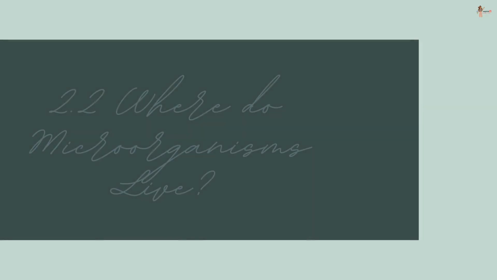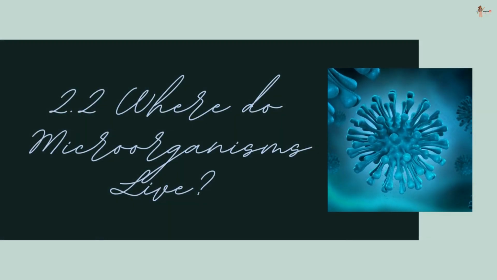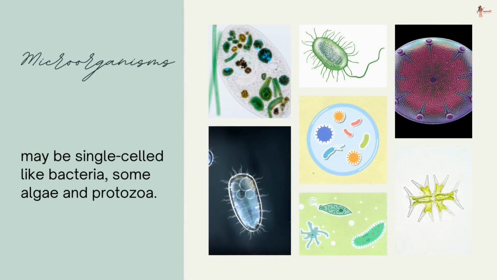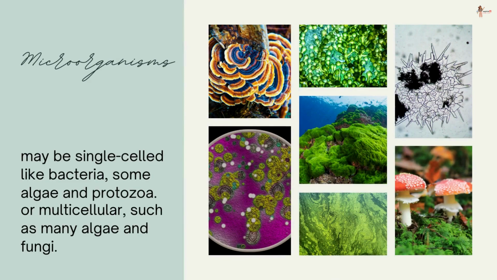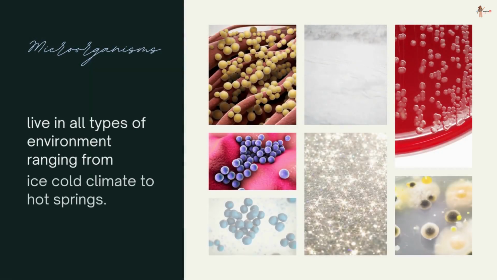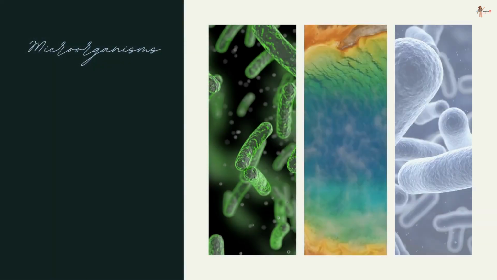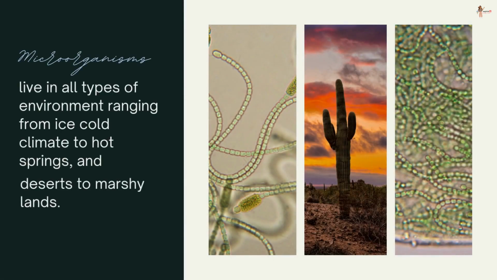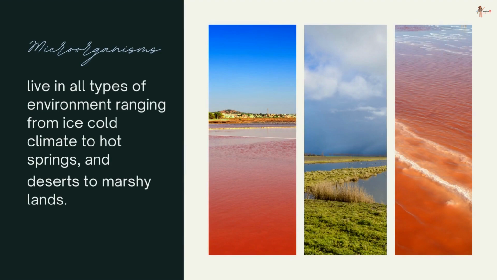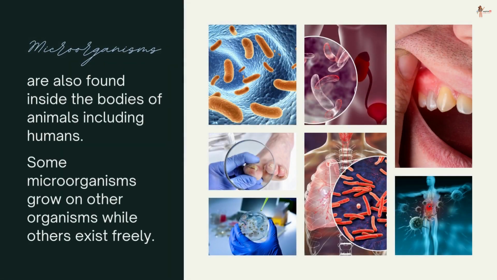Now, the next question is, where do microorganisms live? Microorganisms may be single-celled like bacteria, some algae and protozoa, or multicellular, such as many algae and fungi. They live in all types of environments, ranging from ice cold climates to hot springs and deserts to marshy islands. They are also found inside the bodies of animals, including humans. Some microorganisms grow on other organisms while others exist freely.